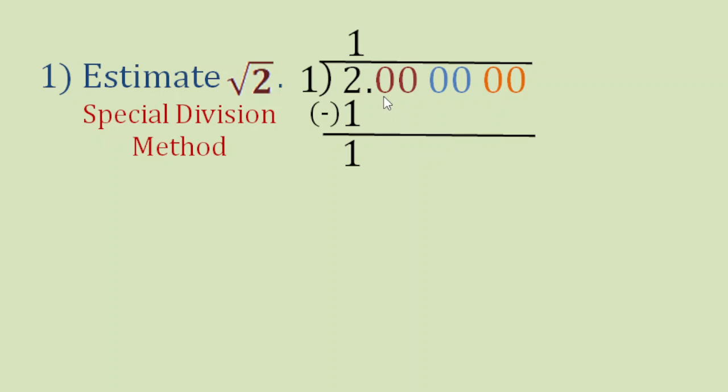The next step, bring down these 2 zeros. And then 100 is our new dividend. Now we need a new divisor. Where can we get it? We just double our quotient. So when we double 1, it becomes 2. But we need one more digit after the decimal point. So we indicate our decimal point. And what number will that be? That number that we write here will be the same number that we will write after the 2.